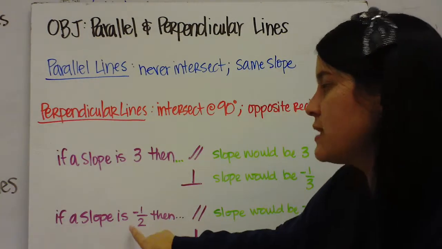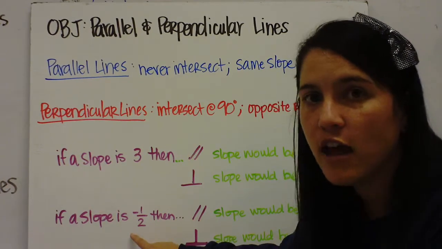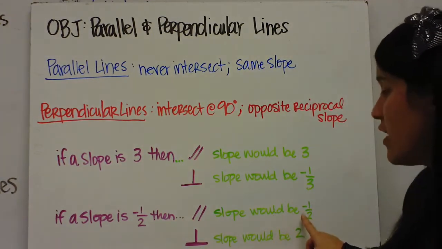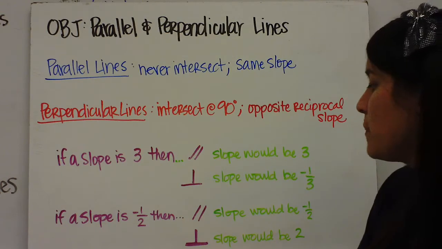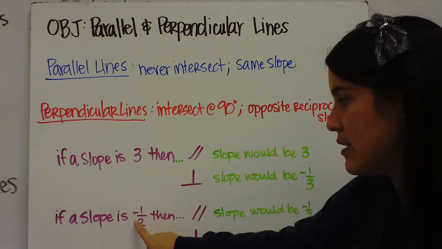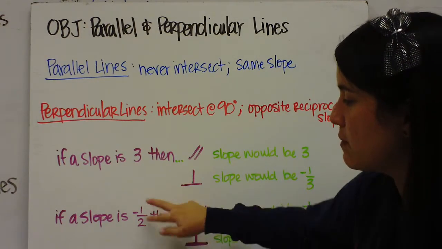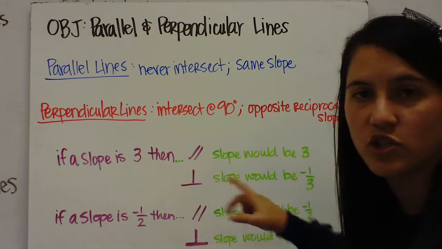Another example, if the slope is -1/2, like if that was the slope we were talking about, parallel lines would have a slope of -1/2. Perpendicular lines would have a slope of +2. The opposite from a negative is a positive, and the reciprocal, if you were to flip this, it would be 2/1, which is 2.